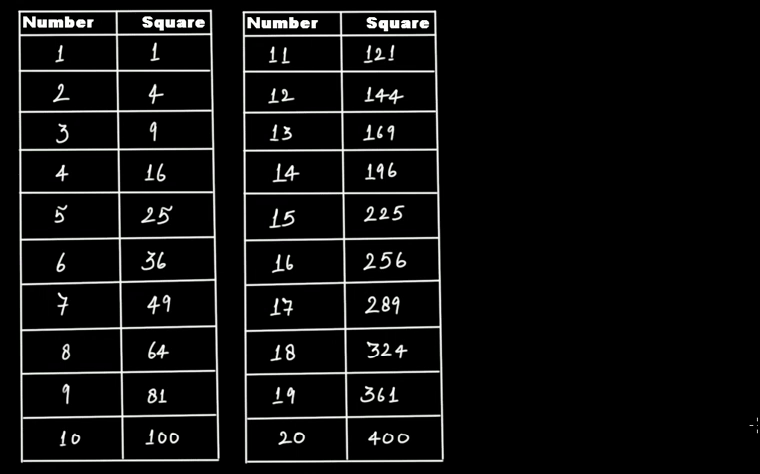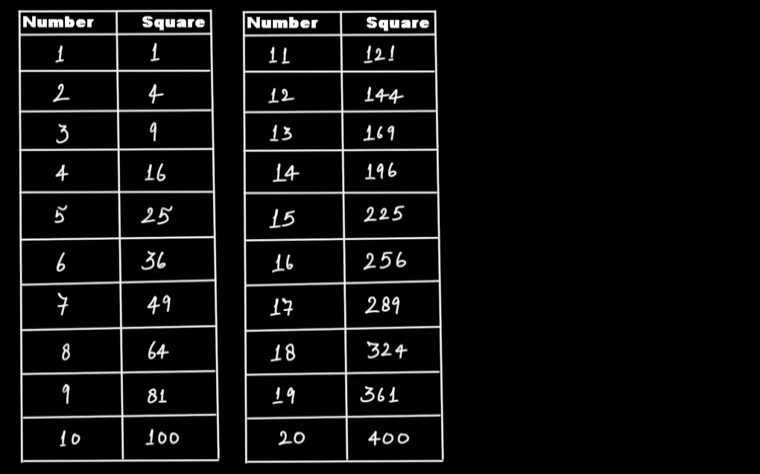In this video tutorial, we are going to discuss one of the properties of perfect squares or square numbers. We have two tables here and each table has two columns. In the first column, we have numbers, and in the second column, we have their respective squares. So the square of 1 is 1, of 2 is 4, of 3 is 9, so on and so forth. And same thing is here. Of 11 is 121, of 12 is 144, so on and so forth.